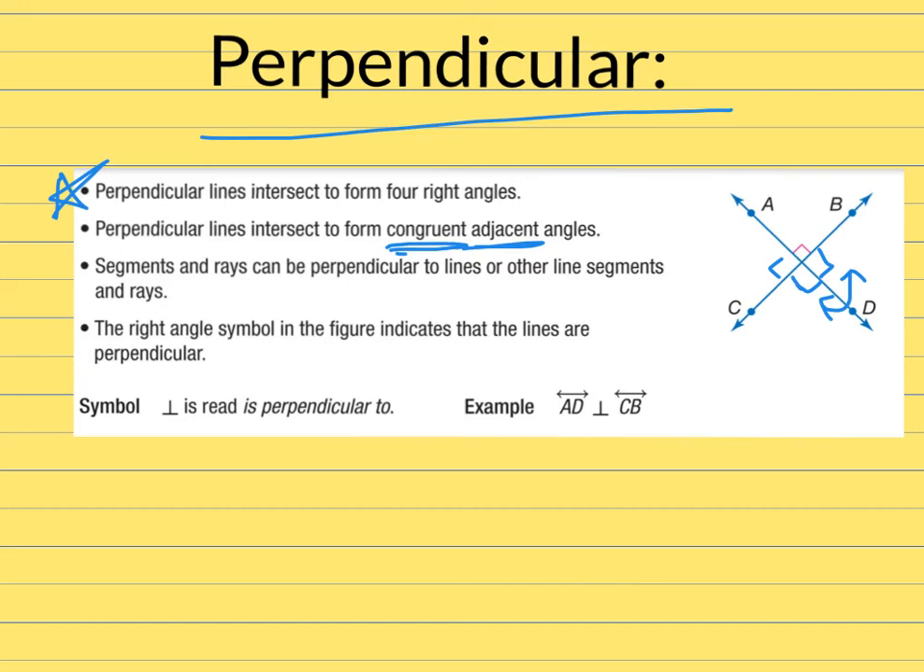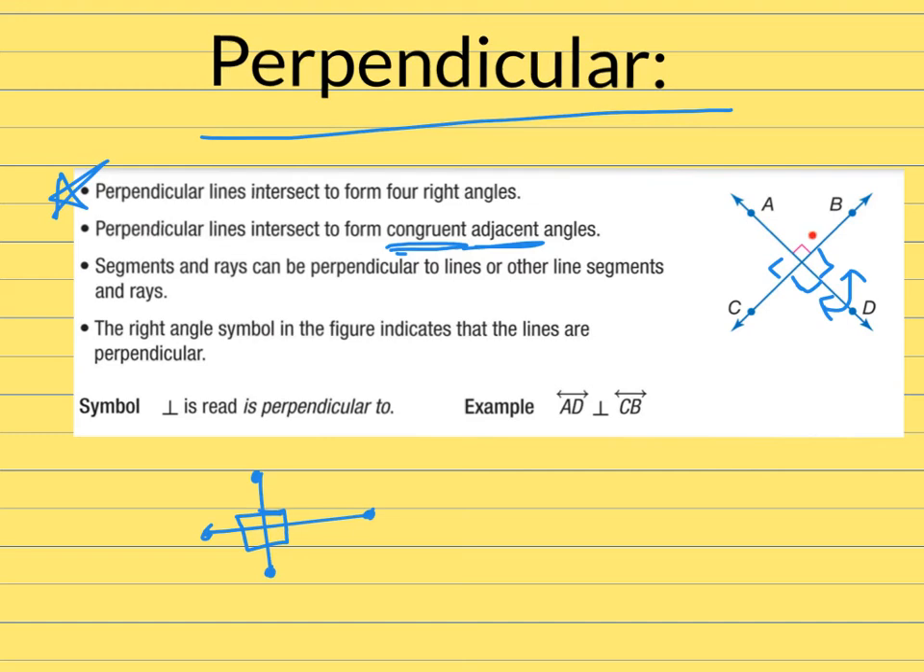Segments and rays can be perpendicular to lines or other line segments and rays. So it doesn't have to be lines. You can have segments that are perpendicular. And we know they're perpendicular if they form four right angles.